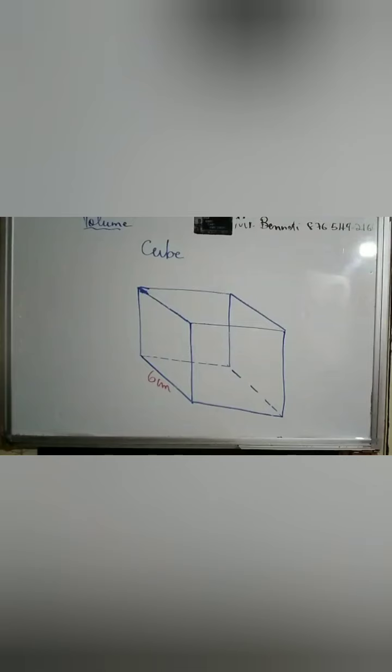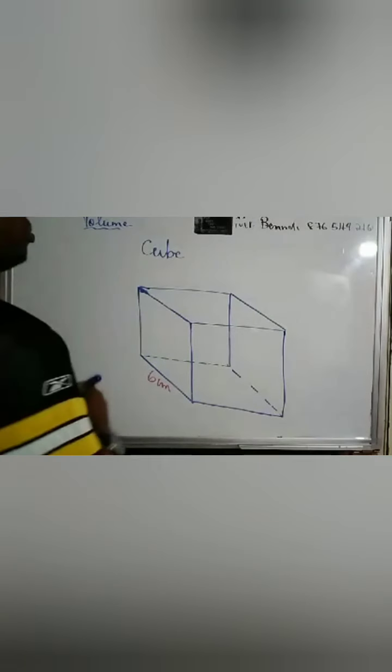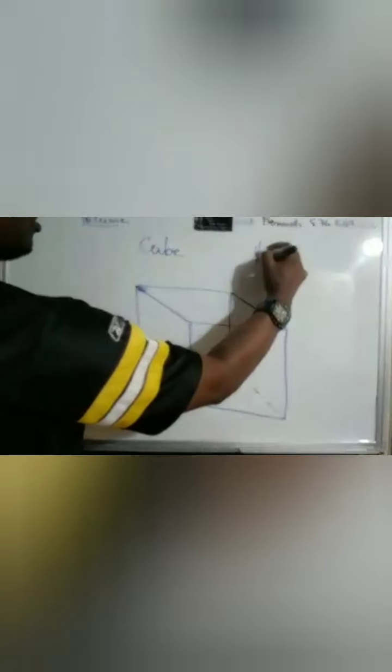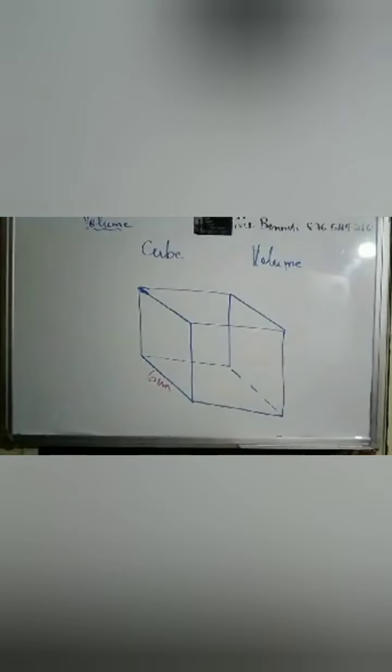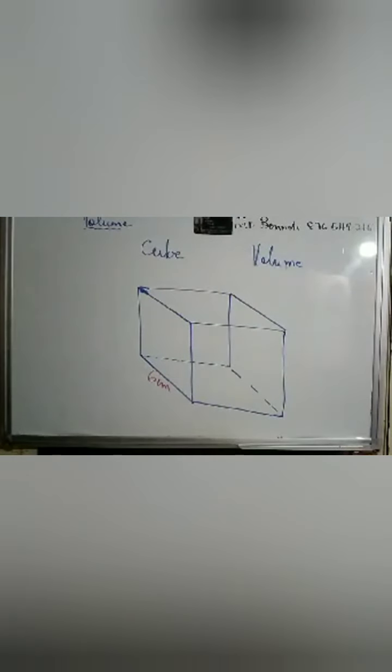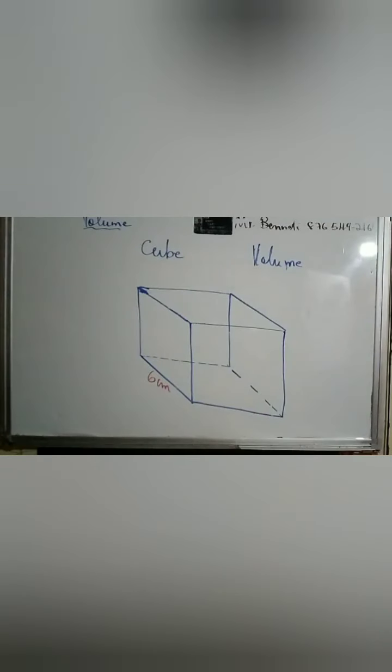Alright, so guys, let us look at this one now. We are given a cube and the length of one side is 6 centimeters, and we are asked to find the volume. We know that volume is three-dimensional, right? And in order to find the volume, we find the area of the base and we times it by the height. So let us put in the dimensions.